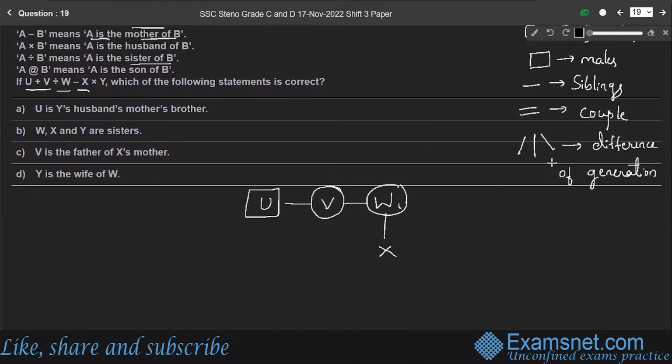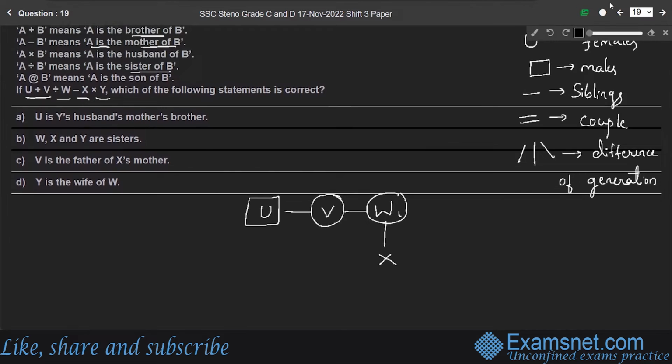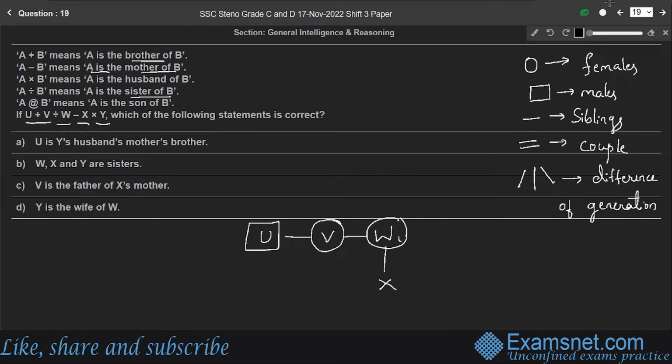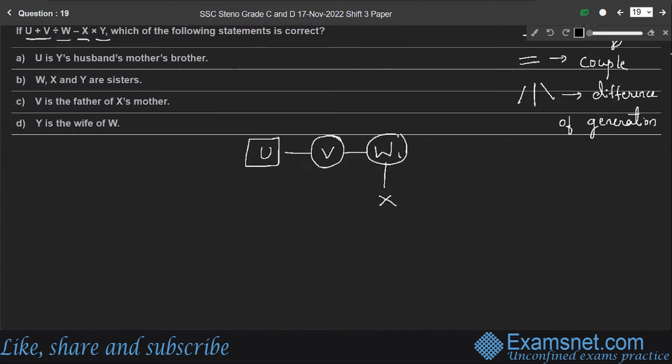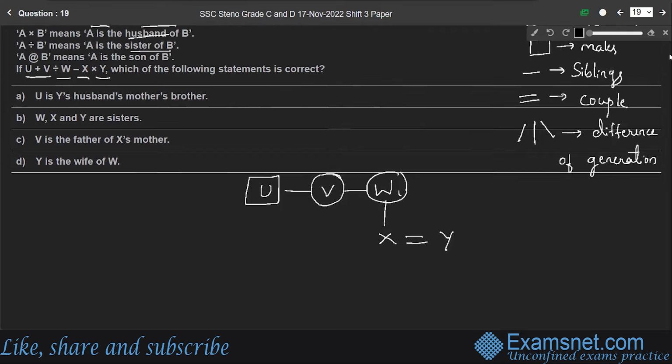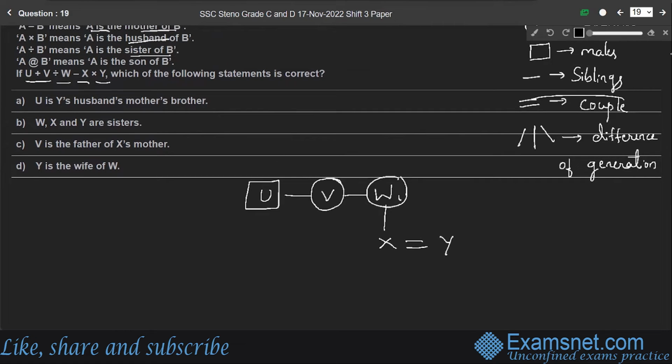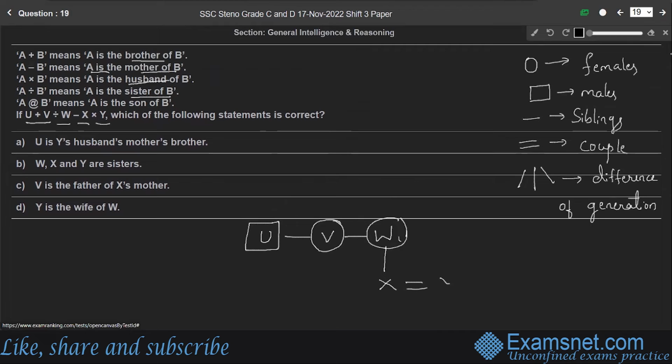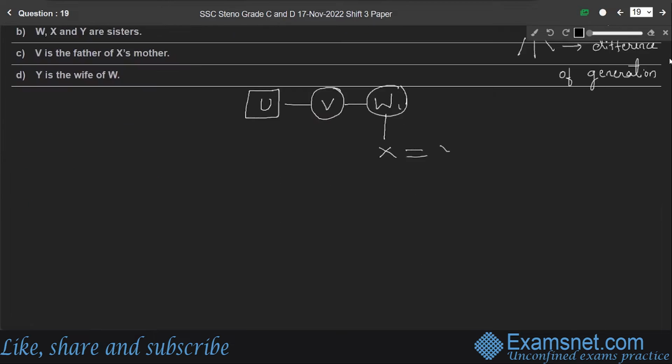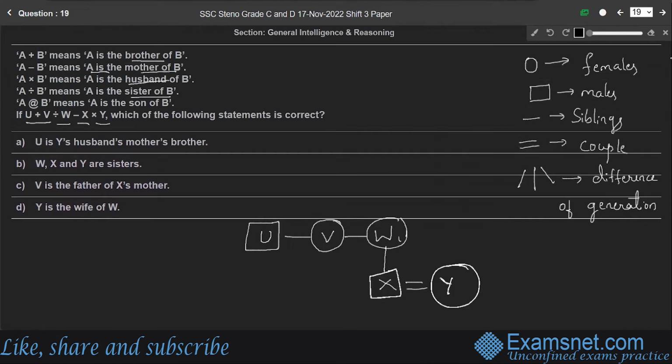Next, X into Y. So into Y means first person is husband of second person, right? So X is husband of Y. Therefore, X and Y are married couple. Use a double horizontal line for married couple, right? Therefore, yes, X is husband of Y. Therefore, X is a male. Use square symbol. Y is female. Right? Now the question is, which of the following statements is correct?